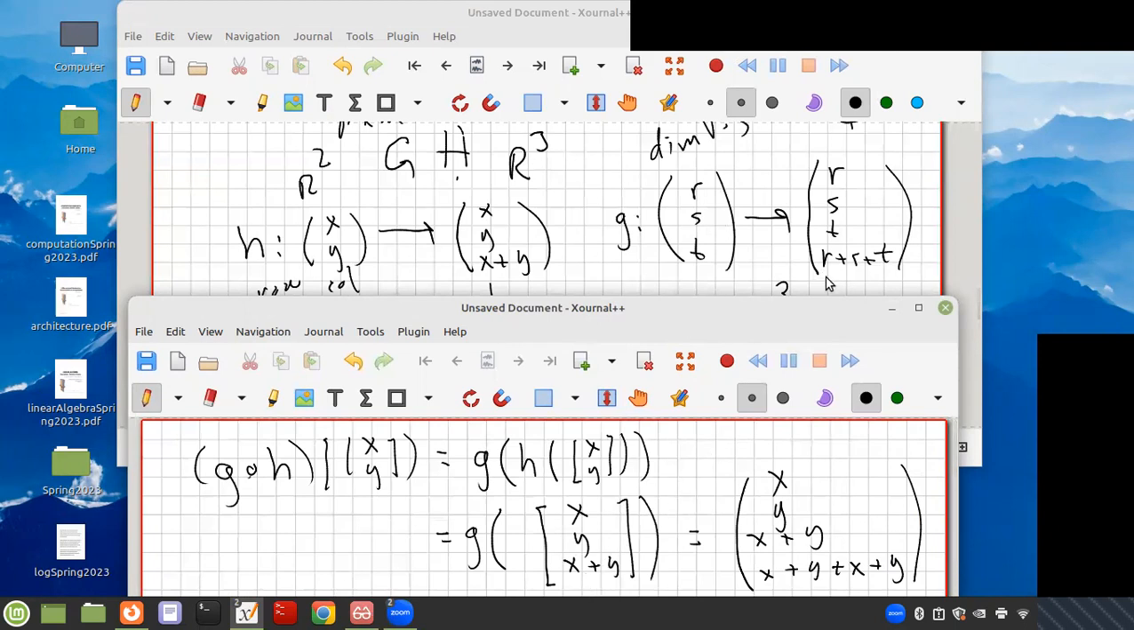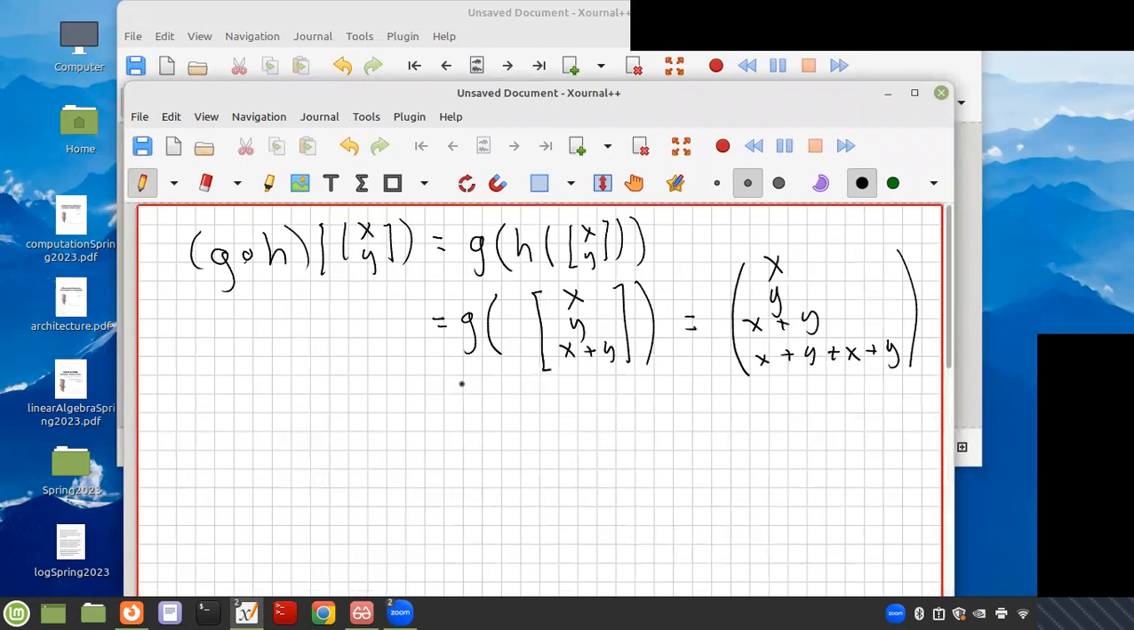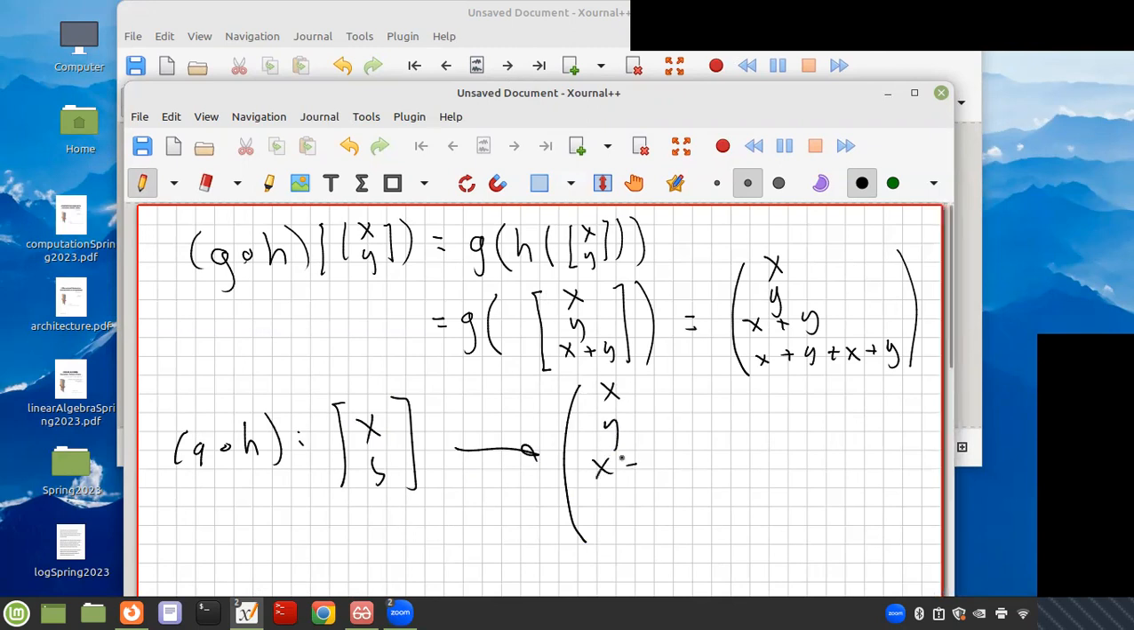So it's X plus Y plus T, and T is X plus Y. So there's X plus Y and X plus Y. So the map G circle H maps X, Y to X, Y, X plus Y, X plus Y. Well, that's the map action, right?